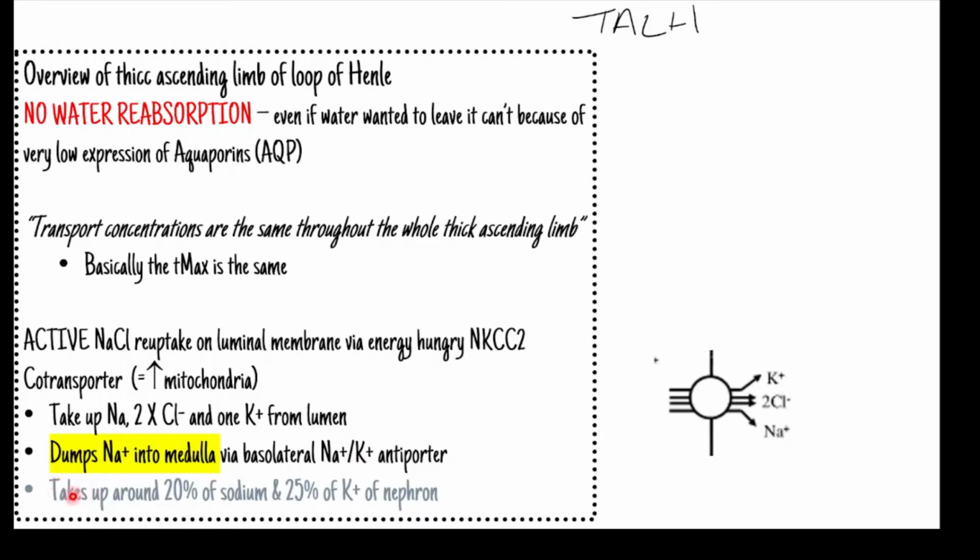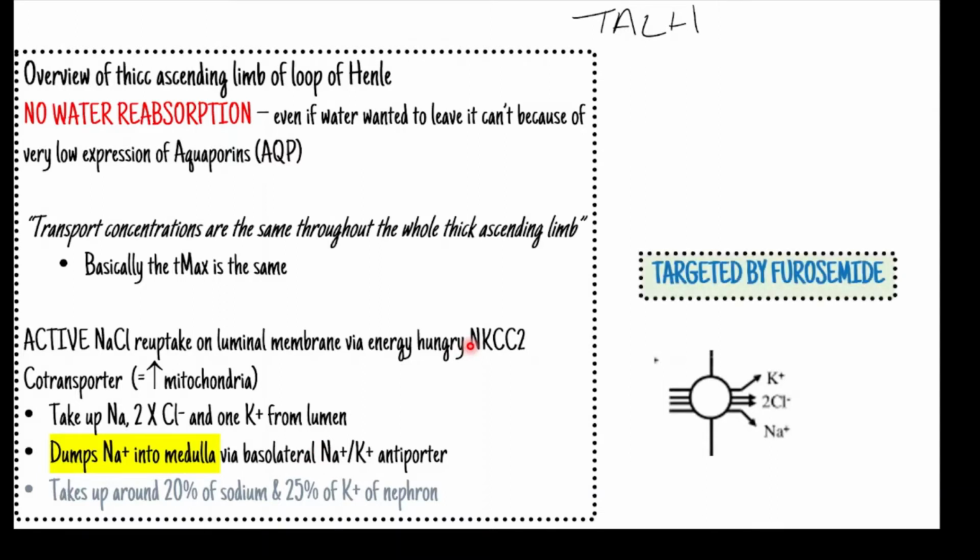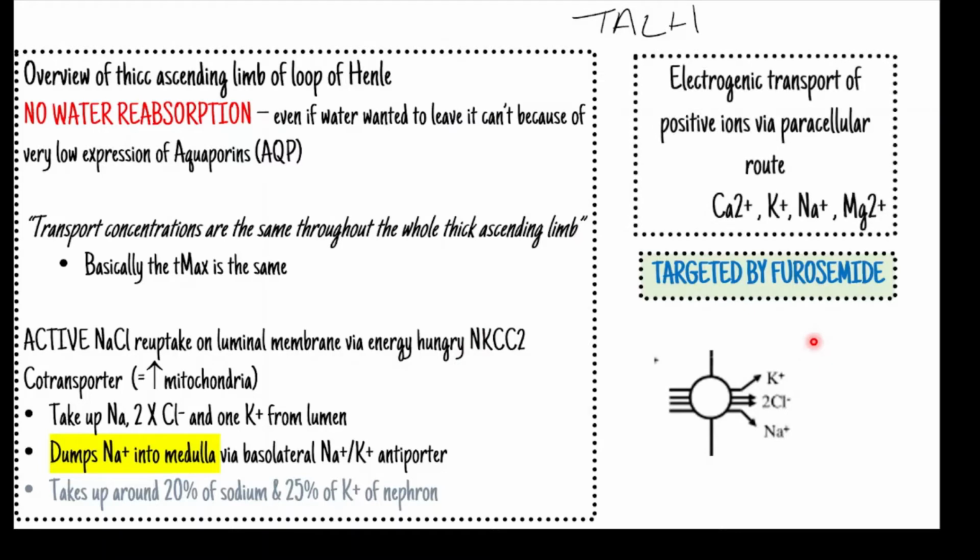And just the numbers, because you have to know these as well. The thick ascending limb is responsible for reabsorbing about 20% of sodium in the entire nephron, and NKCC2 is also responsible for the uptake of about 25% of potassium ions, K+. Also, it's targeted by the drug furosemide, which we'll talk about later.